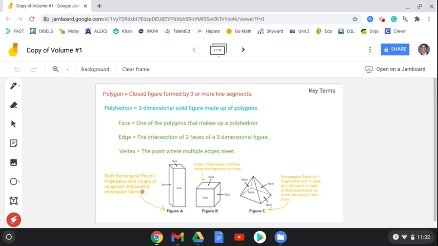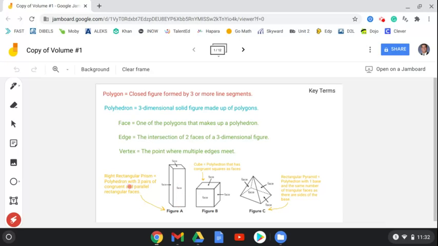Here are 3 of them. We have first a right rectangular prism is what this is called. It is a polyhedron with 3 pairs of congruent and parallel rectangular faces. So the top rectangle is parallel to the bottom rectangle. This rectangle on the side is parallel to the other rectangle on the side. The rectangle on the front is parallel to the rectangle in the back. They're not only parallel, but they are also congruent.